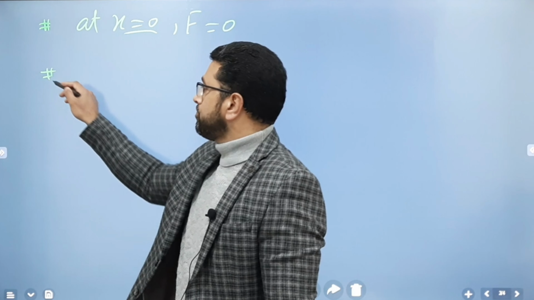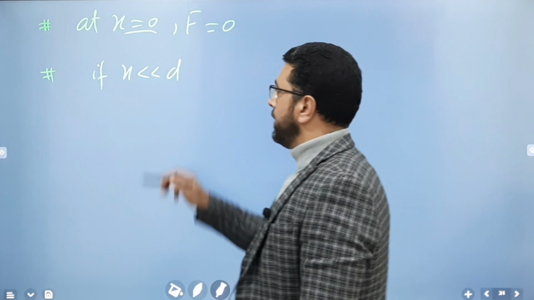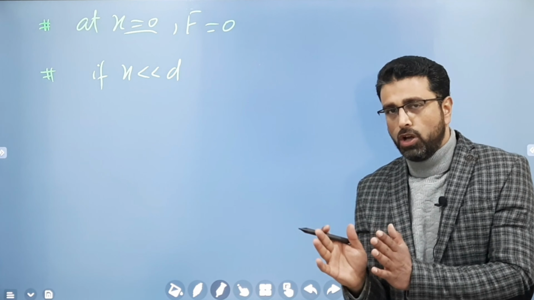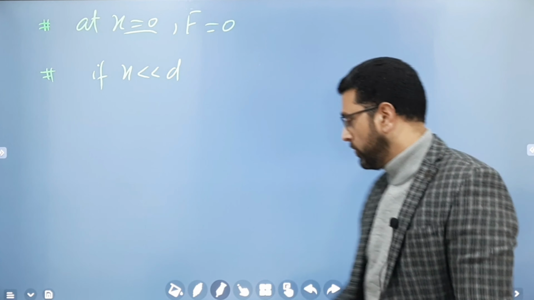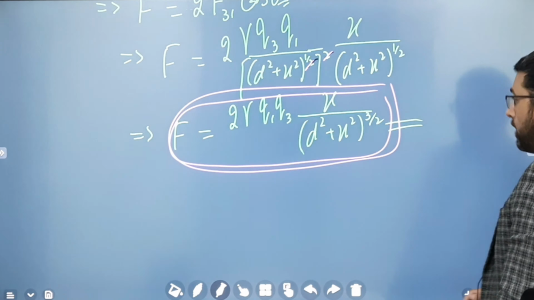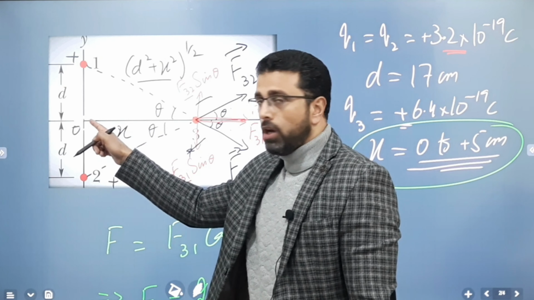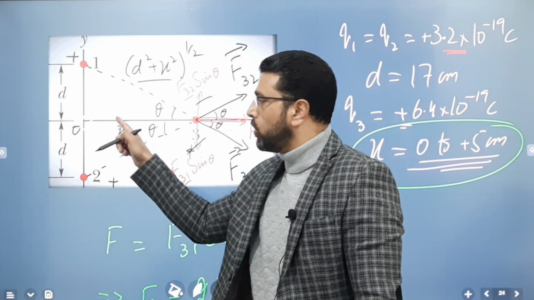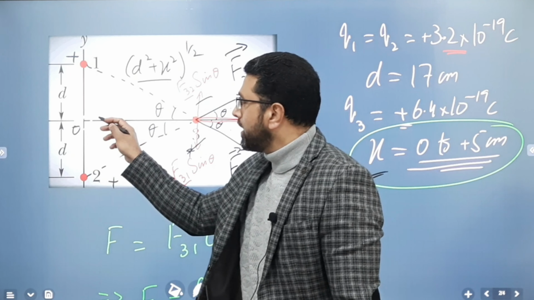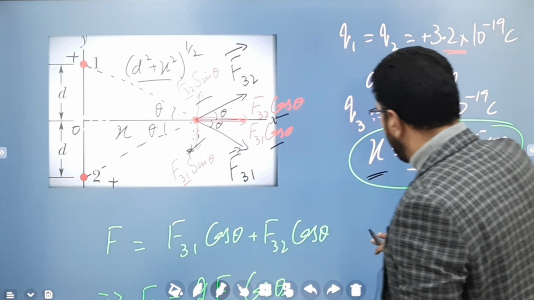Second one. If x is very small in comparison to d. Not equal to 0, but still having a very small value in comparison to d. So what we are doing here is moving this particle from the origin and moving it slowly away from the origin. But still x is small. The particle is somewhere here. Still x is very small. So what will happen in that case?